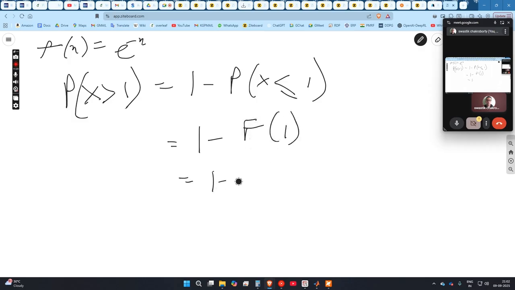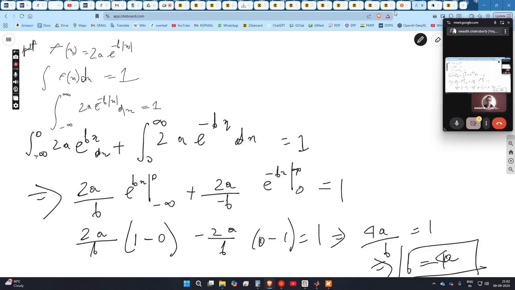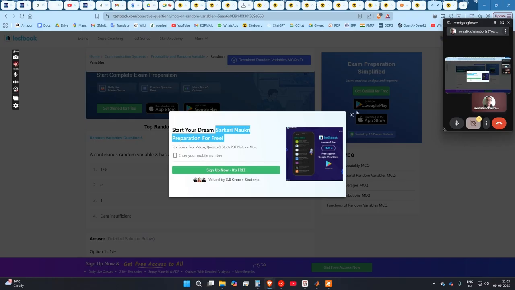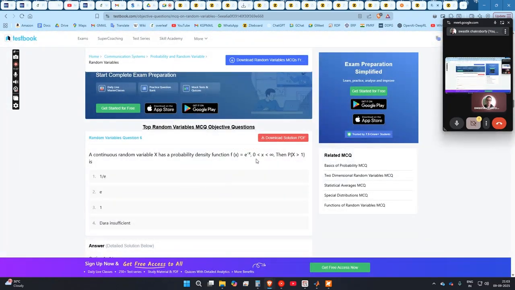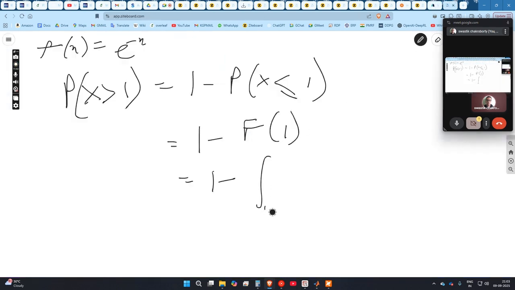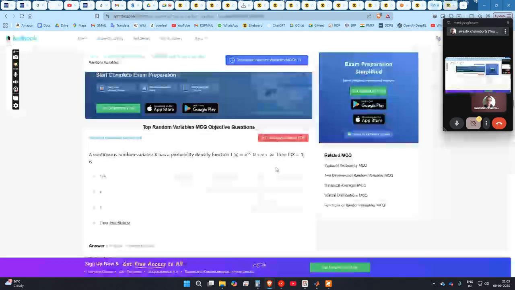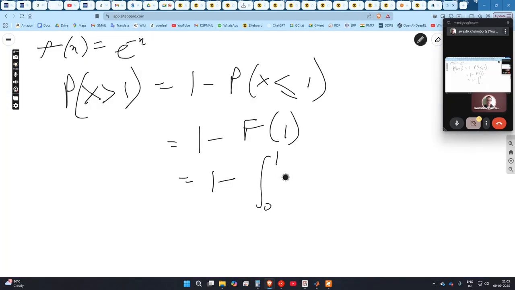So the CDF is starting from the start of the domain. So the start of the domain is at 0. So from 0 to 1, e to the power minus x dx.